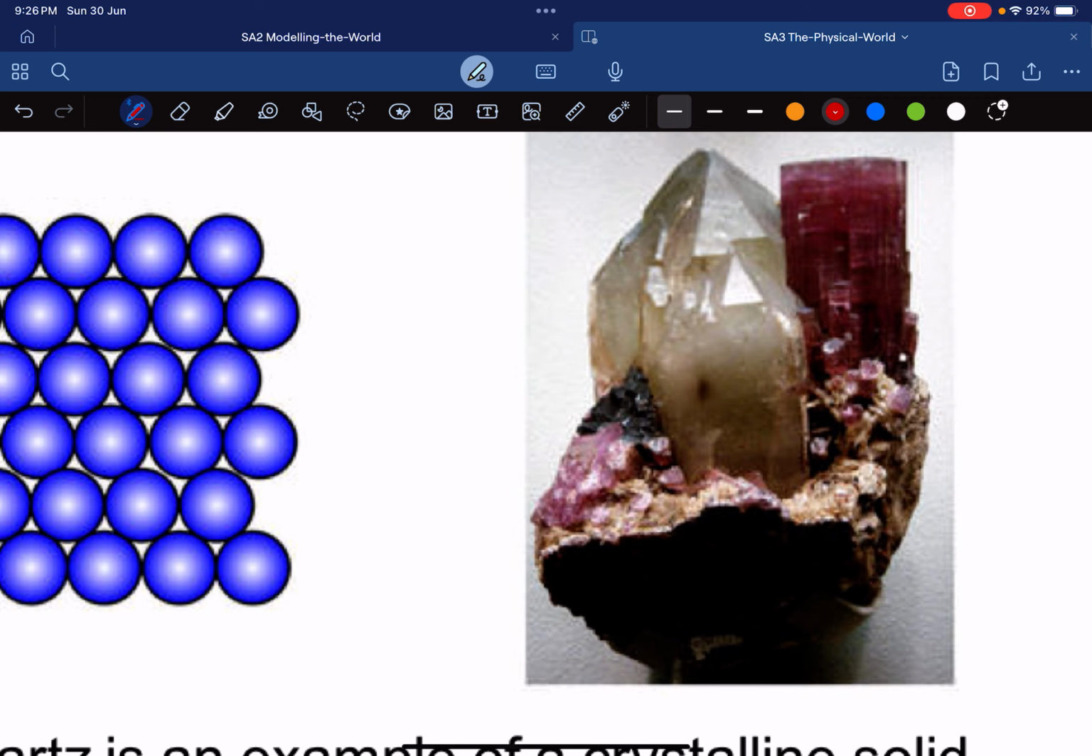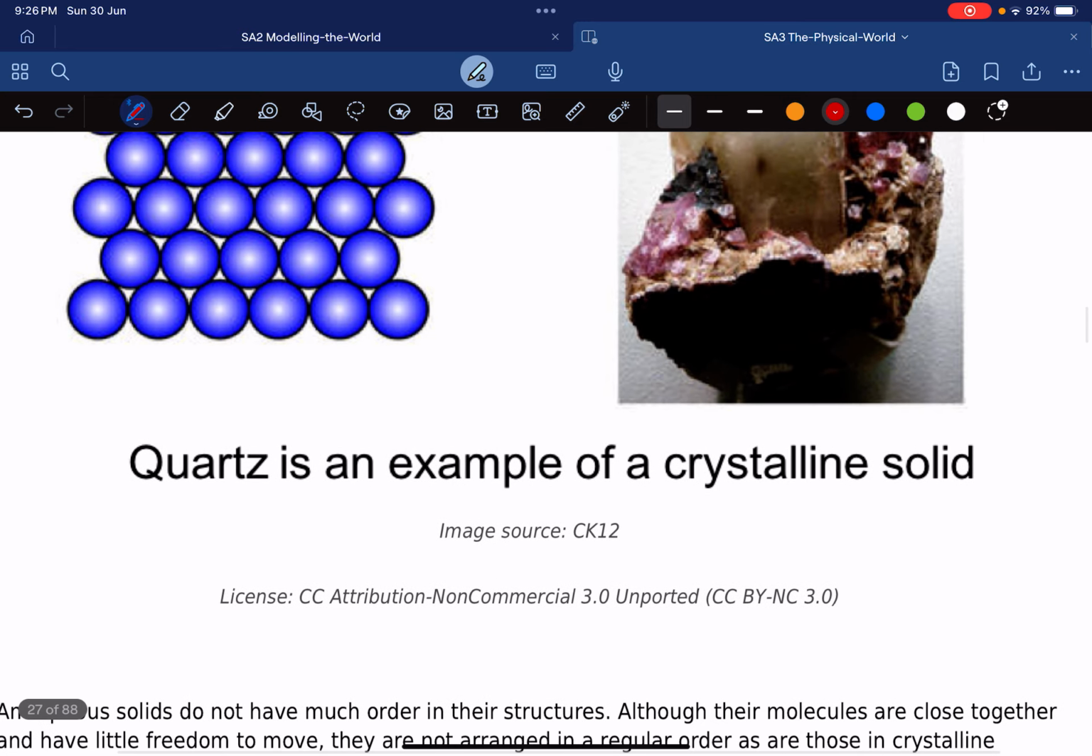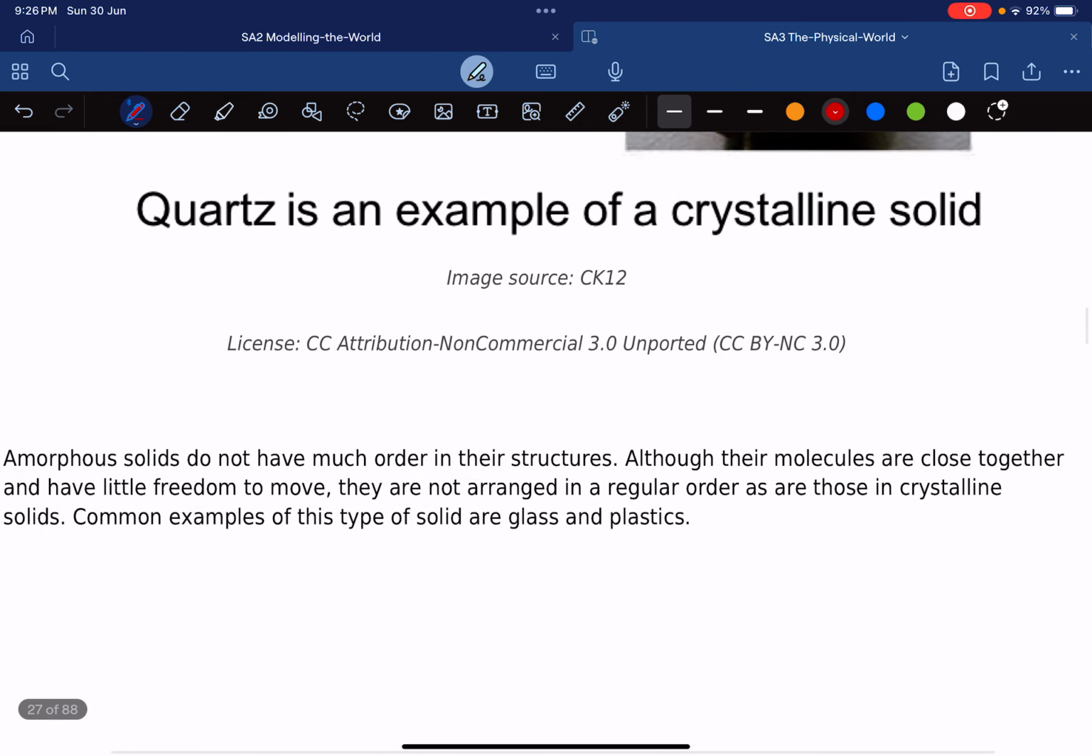If you hit them really hard, they will shatter. They don't just go into powder, but they shatter. Quartz is an example, like sand is an example.